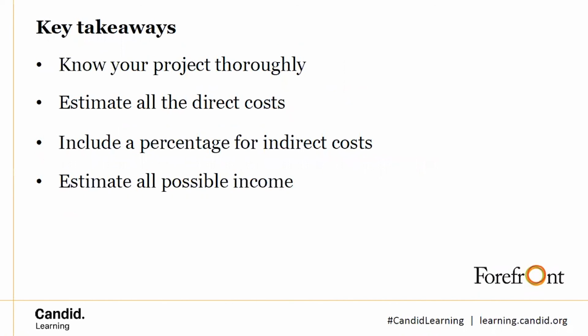All right, finally, our key takeaways. Make sure you know your project thoroughly. If you are not the person involved directly with the project, make sure you have them giving feedback or giving info for writing this sort of document. Estimate all of your direct costs. Be realistic about how much it is actually going to cost to implement your project. Include your percentage for indirect costs. Estimate all possible income, including your in-kind contributions and your earned income. You might want to be a little conservative about some of these projections. That's one of the reasons we also say don't generally include pending requests, only things that you are sure of.